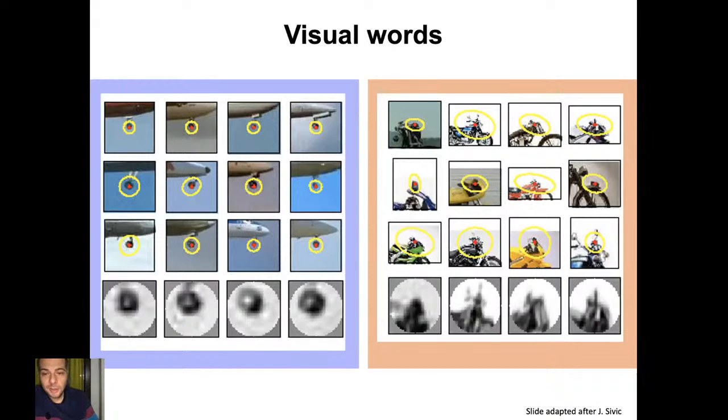So the same can be used for recognizing objects. So here we see examples of visual words that represent the front wheel of a plane. So this is similar in all these images. Here we have the steering of a motorbike.